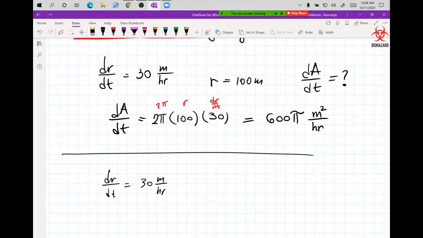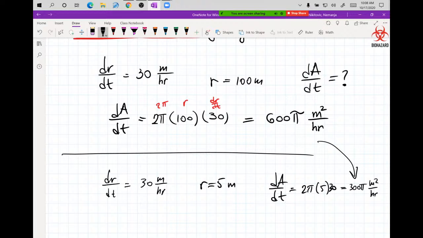But at some point, the radius was only 5 meters, right? We can see that the change in area is much smaller. This is why you want to act as soon as possible, because the affected area, dA/dt, the change in affected area, would be 2 pi times 5 times 30, right? And what is that? 10,300 pi meters squared per hour. So you see, it's a half of the value.